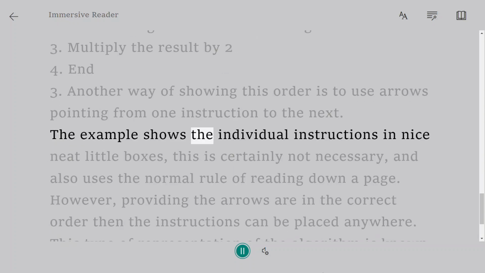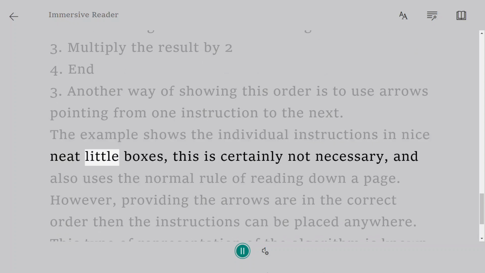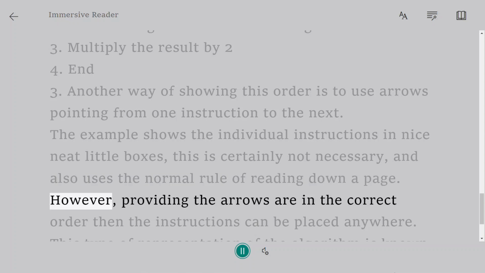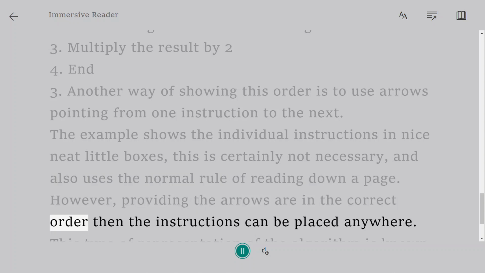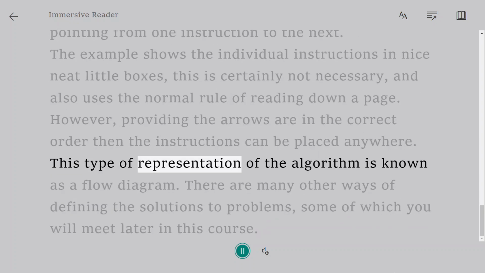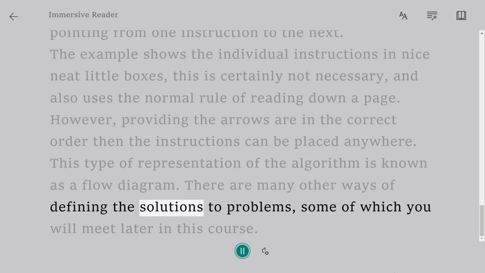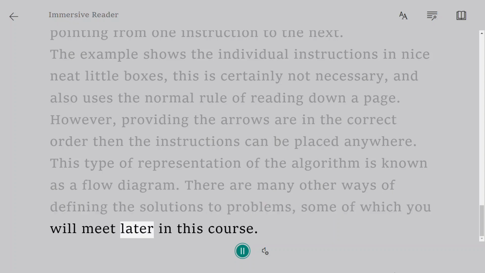3. Another way of showing this order is to use arrows pointing from one instruction to the next. The example shows the individual instructions in nice neat little boxes. This is certainly not necessary, and also uses the normal rule of reading down a page. However, providing the arrows are in the correct order, then the instructions can be placed anywhere. This type of representation of the algorithm is known as a flow diagram. There are many other ways of defining the solutions to problems, some of which you will meet later in this course.